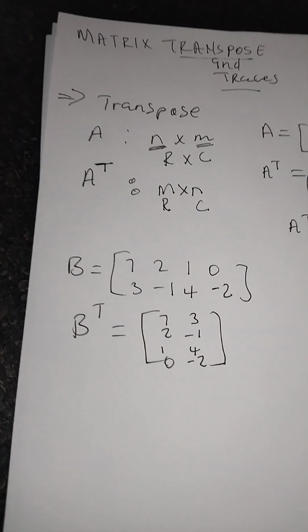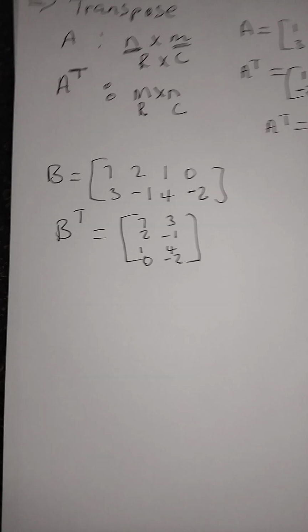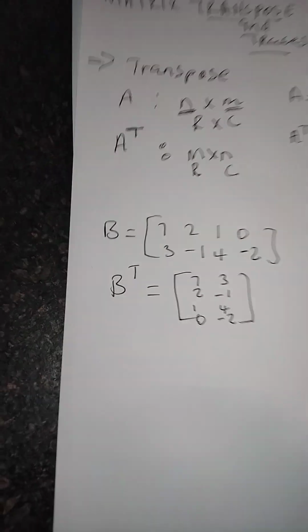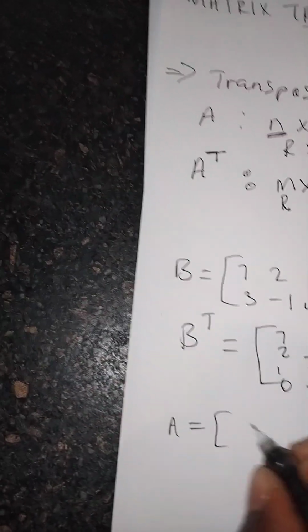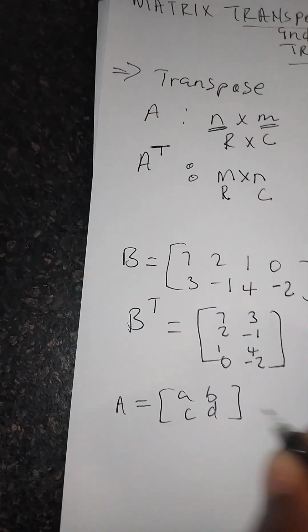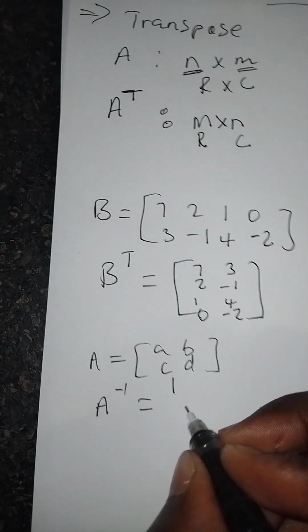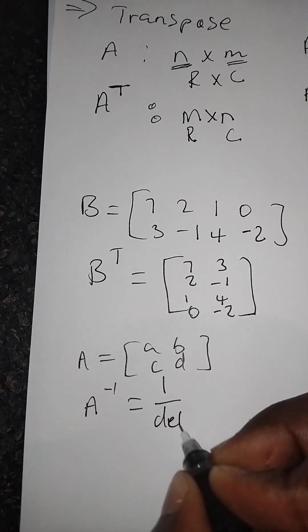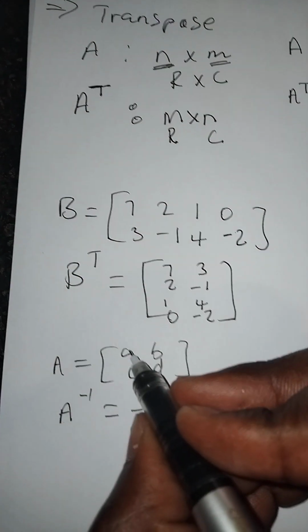Okay, so now how about the inverse of a matrix? How do we go about finding the transpose of an inverse of a matrix? If we have matrix A with entries a, b, c, d, like that, the inverse of matrix A is basically going to be 1 over the determinant of matrix A multiplied by these two.